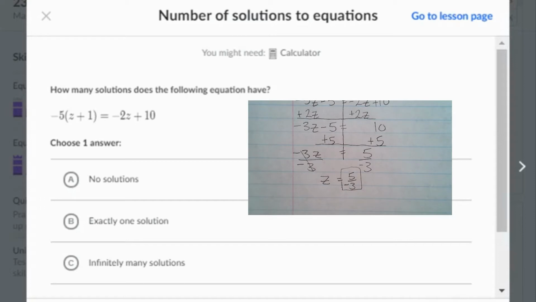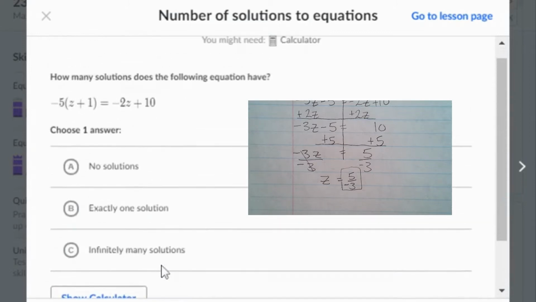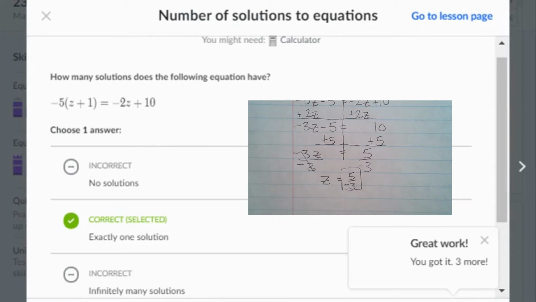And so when I look back at my options here, I can either have no solutions, exactly one solution, or infinitely many solutions. I solved it, and I have one solution. And I'm going to show you other examples of when you would have no solutions or infinitely many solutions. All right. So we got this. Okay, awesome. Next.